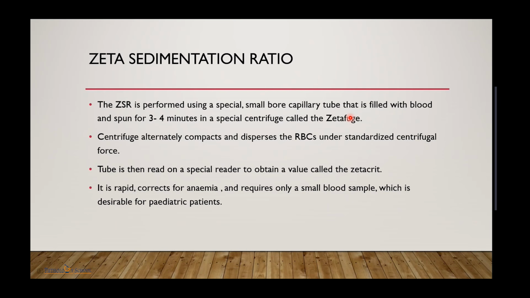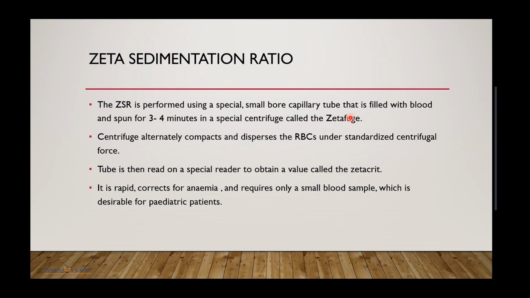The next is ZETA sedimentation ratio. The ZETA sedimentation ratio is performed using a small bore capillary tube, and hence it is also preferred in the pediatric population. With the blood, you have to spin it for 3 to 4 minutes, with each cycle prolonging about 45 seconds. 4 cycles have to be done. And the machine in which we centrifuge this is known as ZETAfuge. We centrifuge alternatively. So first the compaction of the RBC happens, and then they disperse, and then again compaction. The tube is then read on the special reader to obtain the ZETA grid.